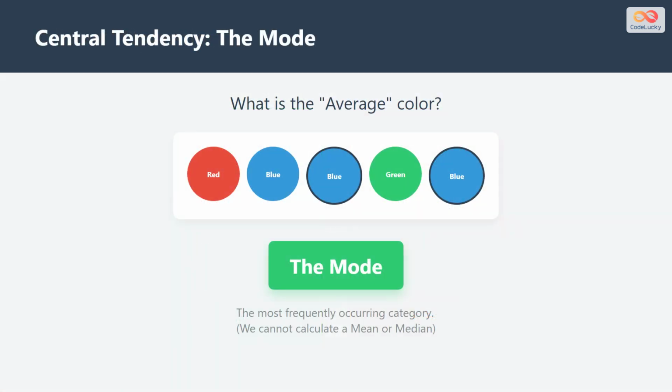If we can't calculate a mean, how do we find the average? We use the mode. The mode is simply the most frequently occurring category. In this set of colored circles, blue appears most often, so blue is the mode.